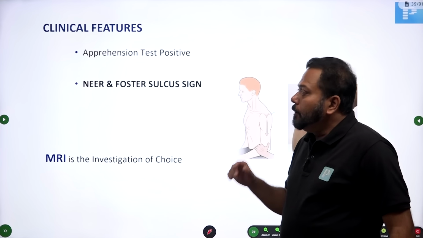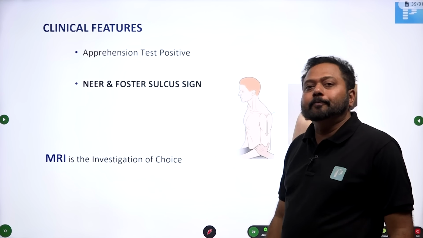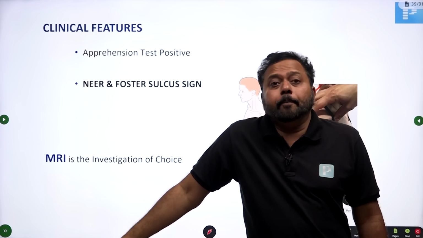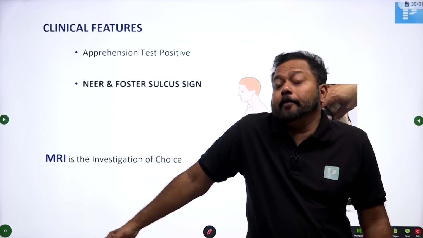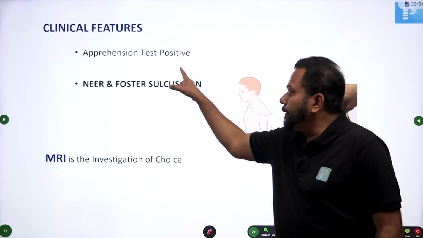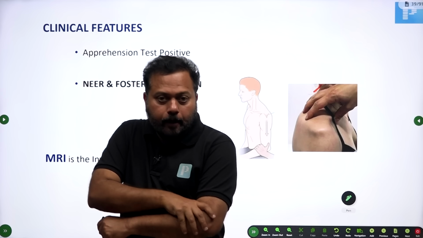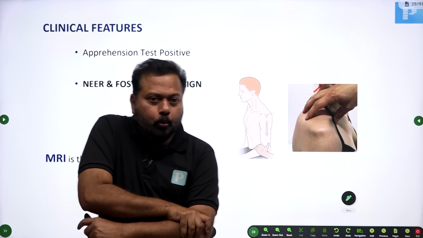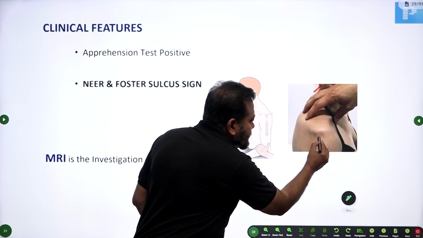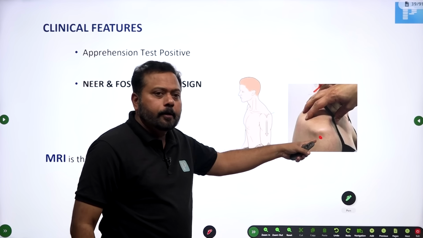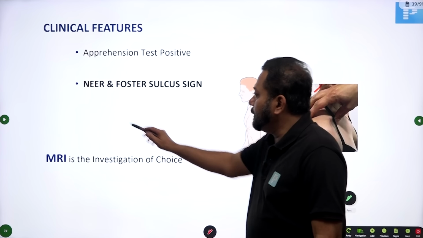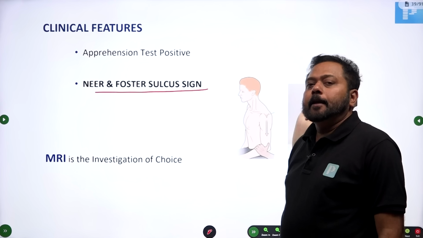Now clinically, apprehension test positive. Whenever you ask him to abduct the shoulder, he will apprehend. The apprehension, the fear, will be there in his face, because he thinks that whenever I abduct, my shoulder will get dislocated. So that is the apprehension test. And when you just flex the elbow and slightly pull the elbow downwards, I think you'll be able to see a dimple here. So this is called Neer and Foster's sulcus sign. Very, very important. Whenever you see this sulcus sign, it says that this is a case of recurrent shoulder dislocation.